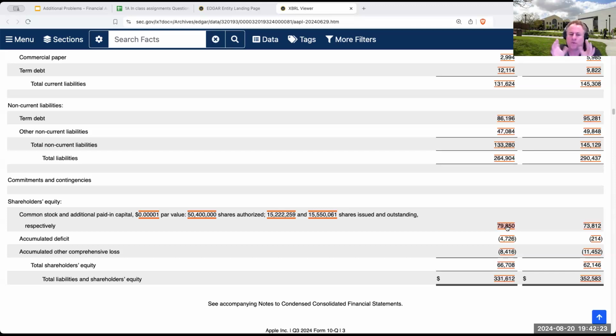Now, what does shareholders' equity mean? Well, we see over here we've got common stock of 79 billion. They have an accumulated deficit of 4.7 billion, and then another accumulated comprehensive loss. For our intents and purposes right now, just think about this in terms of common stock, right? This is what the owners own of the assets, basically going to be that common stock.